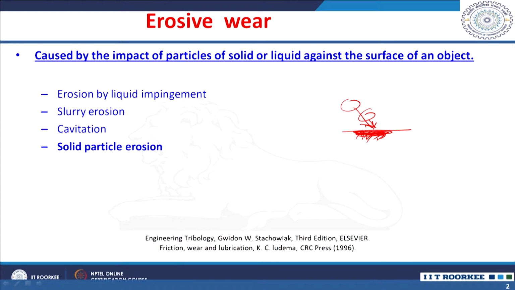The erosive wear can happen in a number of ways. For example, erosion can happen by liquid impingement, where the liquid strikes the surface and leads to material removal. With a mixture of particles and fluid, you have slurry erosion. Or there is cavitation erosion, a mechanism where cavities are formed. Or solid particle erosion, where several particles impinge on the surface, which leads to material removal.